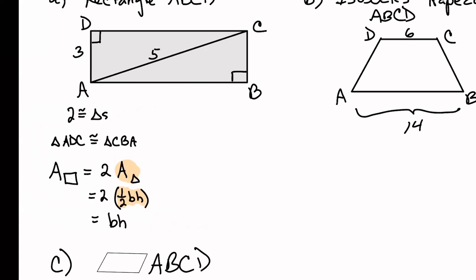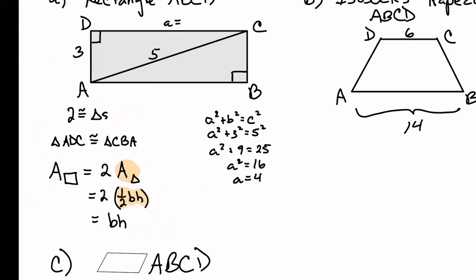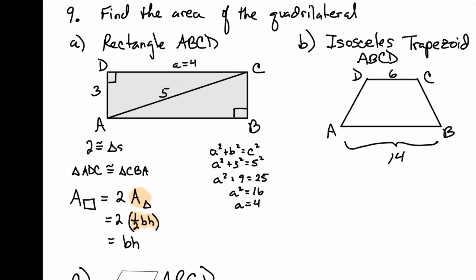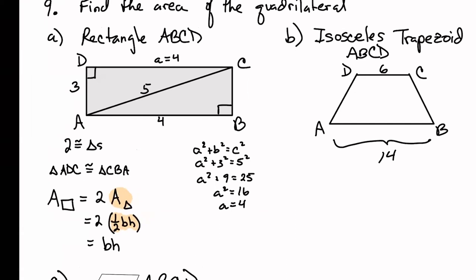which I'll call A. Right? It's Pythagorean, so A squared plus B squared is equal to C squared. A squared plus 3 squared is equal to 5 squared. A squared plus 9 is equal to 25, which means A squared is equal to 16, and A is equal to 4. All right, so now we have the base, because opposite sides in a rectangle are congruent. The base is 4, the height is 3, so the area of the rectangle would be 4 times 3, which would be 12.